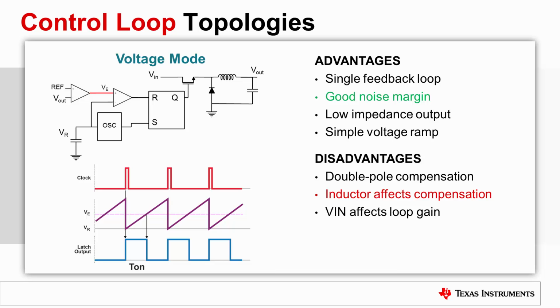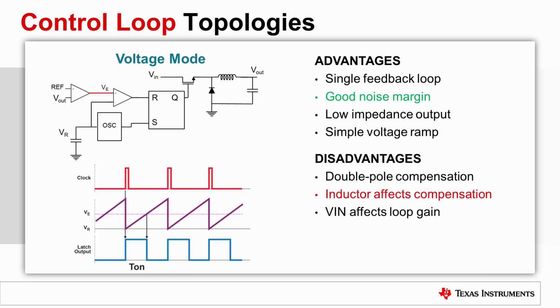In older voltage mode controllers, changes in input voltage affected the loop gain, making compensation even more difficult. However, now, more voltage mode controllers use input feed forward to keep the loop gain constant across line voltages. This must be considered when selecting a voltage mode controller.